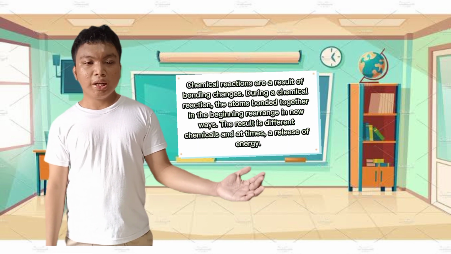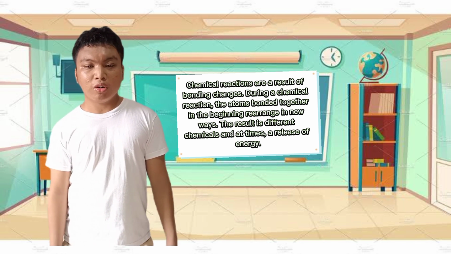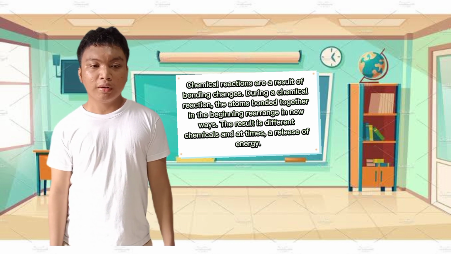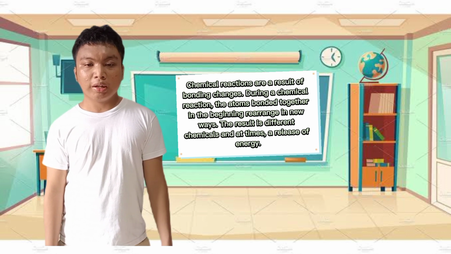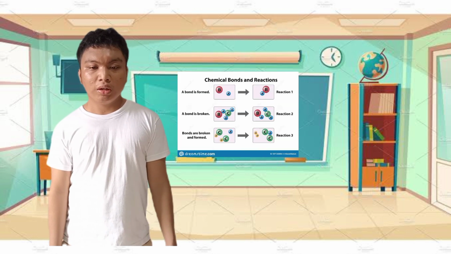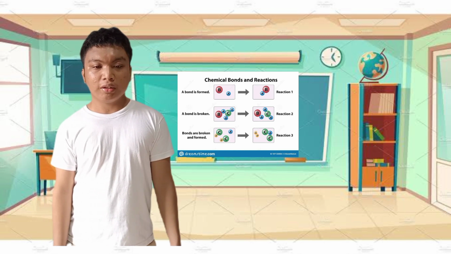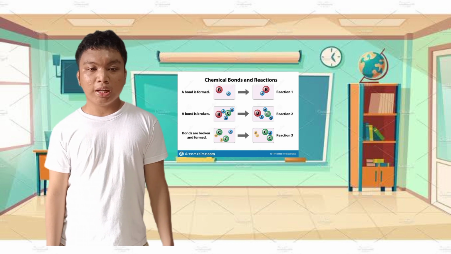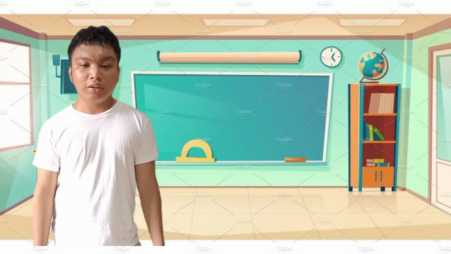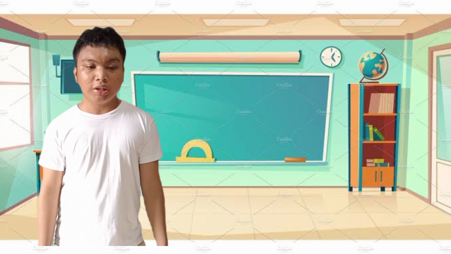Chemical reaction. Chemical reactions occur when chemical bonds between atoms are formed or broken. The substances that go into a chemical reaction are called the reactants, and the substances produced at the end of the reaction are known as the products. Chemical reactions are a result of bonding changes. During a chemical reaction, the atoms bonded together in the beginning are rearranged in new ways. The result is different chemicals and sometimes a release of energy.